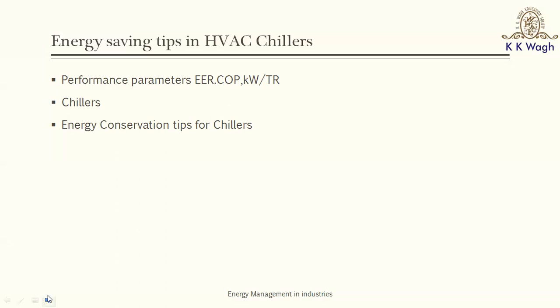So for chillers, we would be discussing the performance parameters first, namely how we assess the performance of chillers through the parameters called energy efficiency ratio, coefficient of performance, and kilowatts per TR. Then we would be looking more specifically into the basic thermodynamic cycle of the chiller, and then we would be discussing very specific tips for saving electricity for chillers. So this is the plan of the lecture.